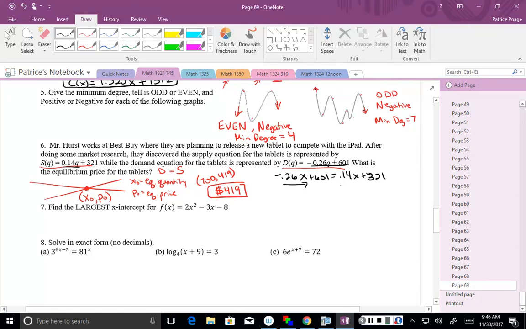And so if you add that over, you get 0.4x, and if you subtract that over, you get something. What's 601 minus 321? 280. Divide by 0.4, divide by 0.4, and we get x equals 700, which is the equilibrium quantity. Then you can either put it back into either equation, and it'll find your equilibrium price for you. So that's another way you could do it.